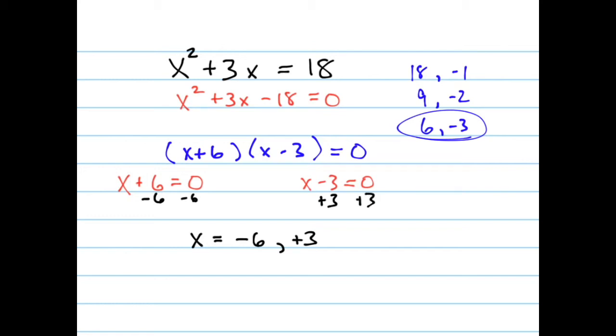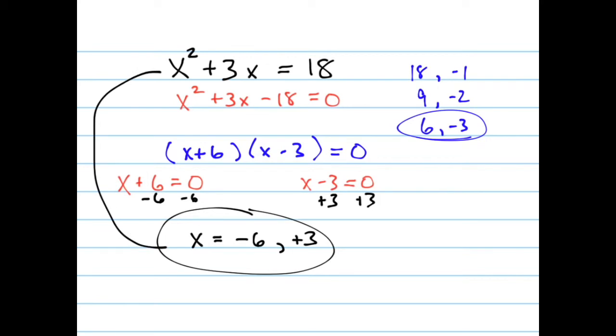That make sense? How would we know if we got it right? Go back and plug them in up here and make sure both of them work. If we plug in negative 6, our left-hand side should come out to be 18. If we plug in positive 3, our left-hand side should come out to be 18. Okay. And we want to plug it in to this top equation. That way we know we did all the steps right. If we plug it into one of these middle ones, we only know that we did certain steps right.